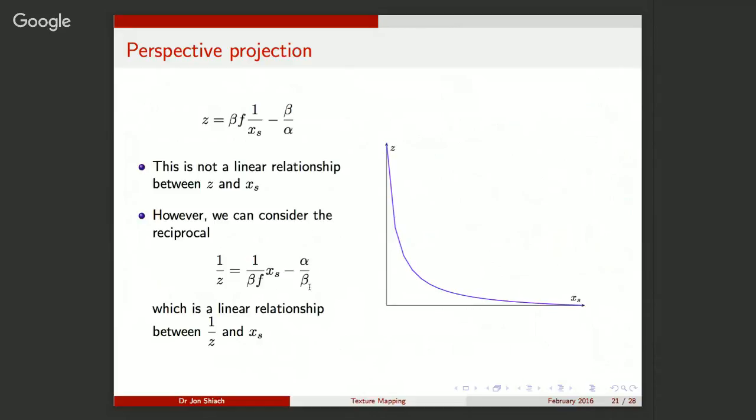So the trick is, if we consider the reciprocal, which is just 1 over that quantity, we now have a linear relationship in terms of xs. We've gone from a non-linear relationship, where it's not a straight line, to a linear relationship. The problem is, we've got a linear relationship between 1 over z and xs. We wanted z and xs, but that's easy to do.